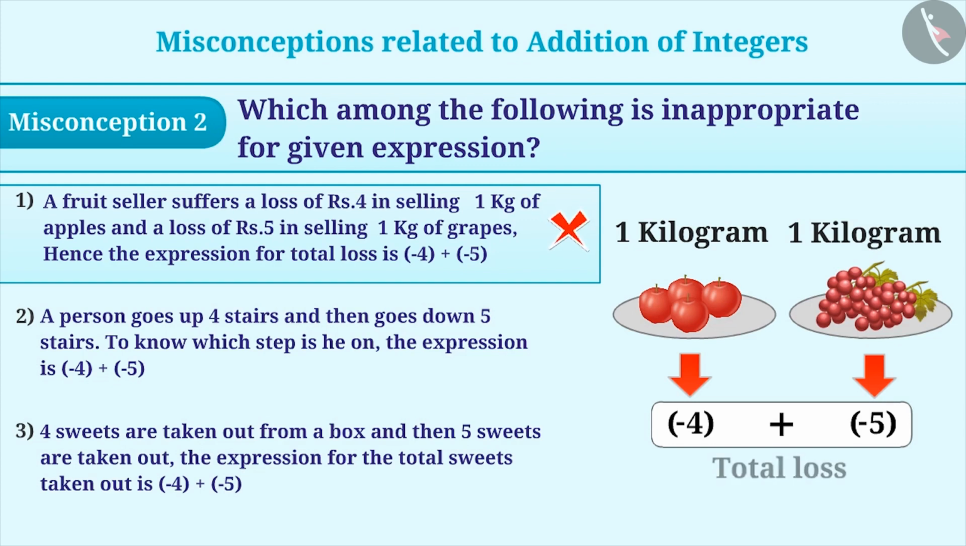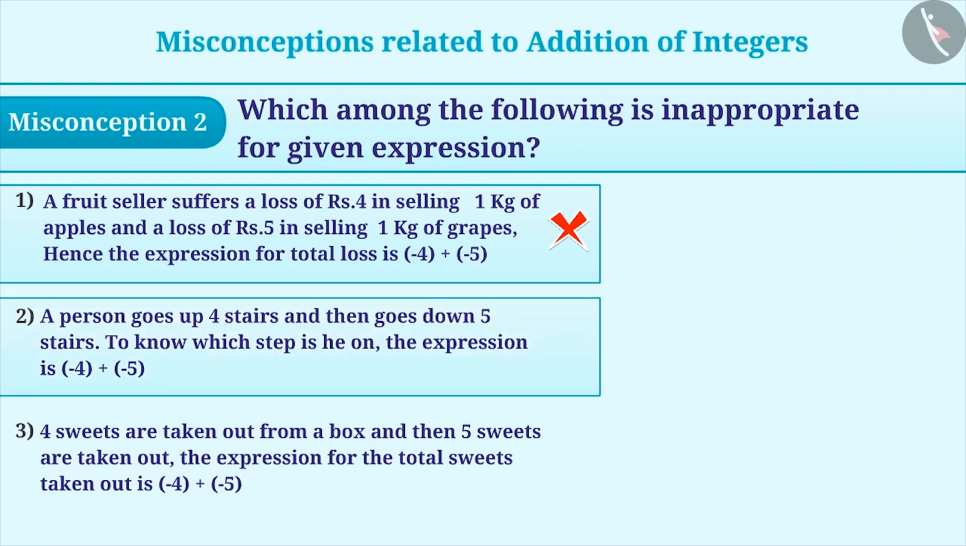Sometimes, to find the loss, calculation is done and the statement is represented as minus 4 minus minus 5. This is an incorrect way to represent the situation. The correct way to express it is minus 4 plus minus 5.